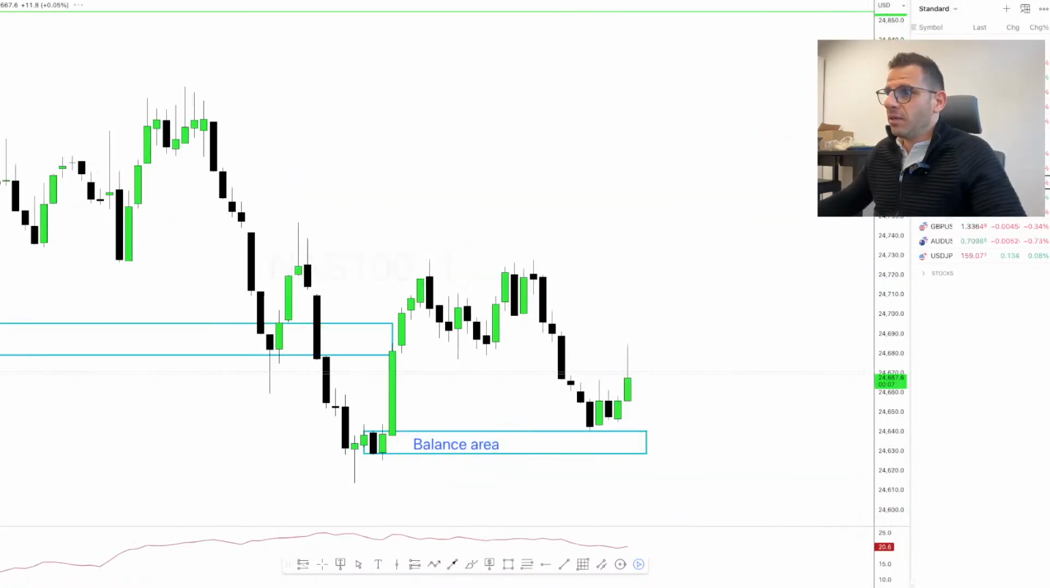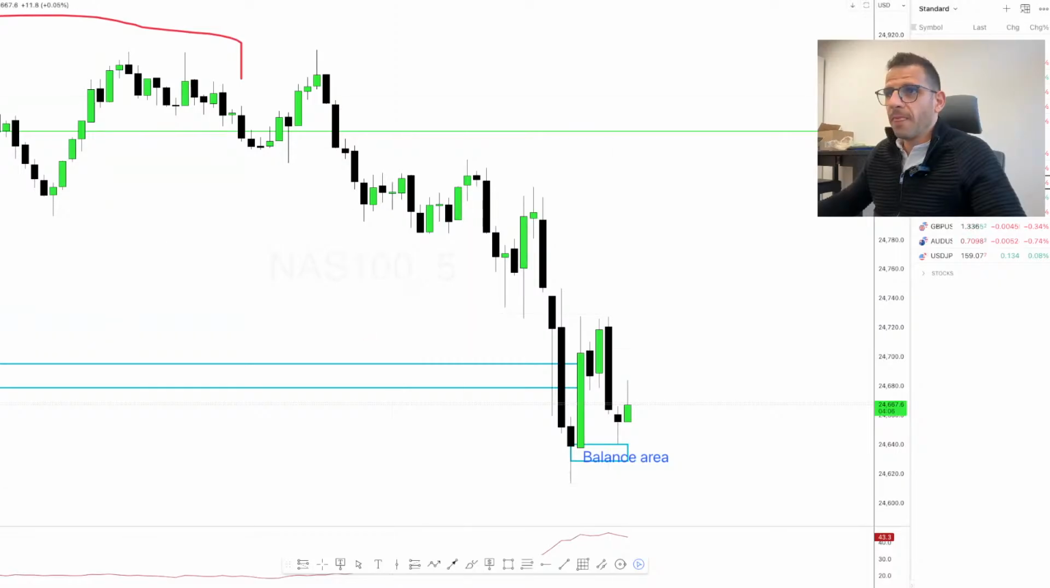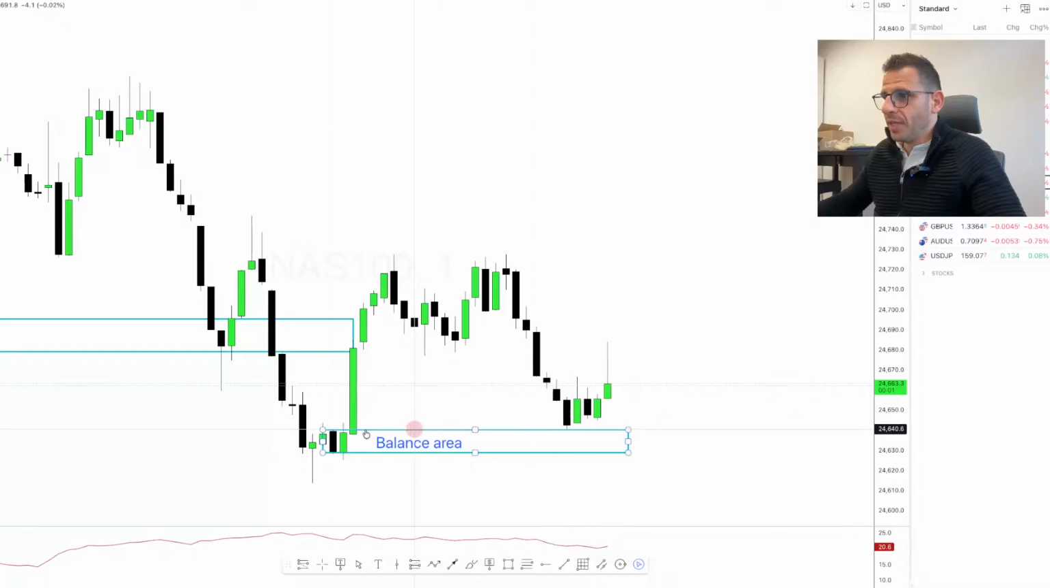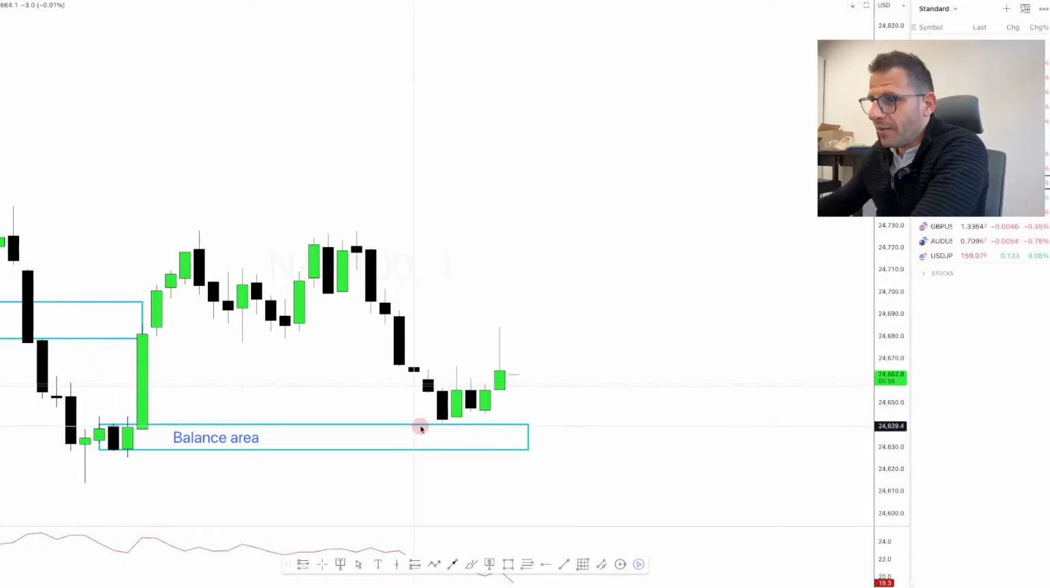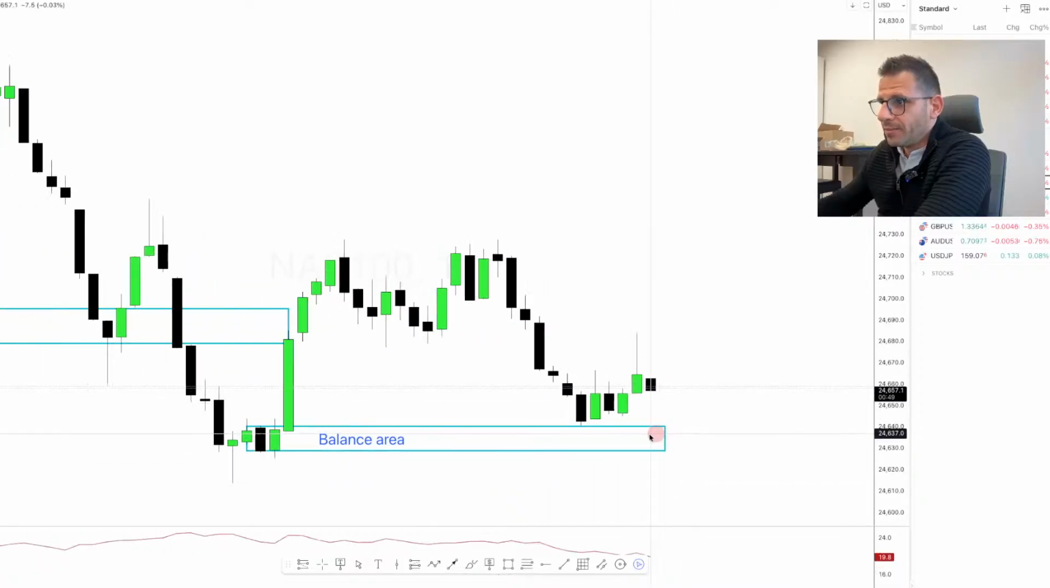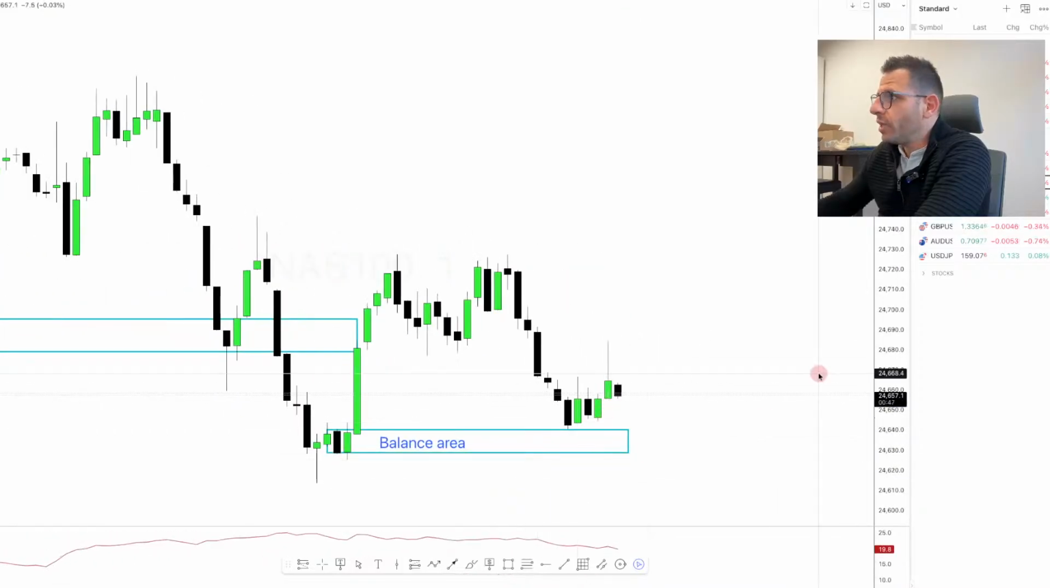Oh, NASDAQ is going, it didn't go down. Look at this. It came right at the balance area. Guys, look at NASDAQ, right at this balance area. It bounced and we are waiting for the outcome.